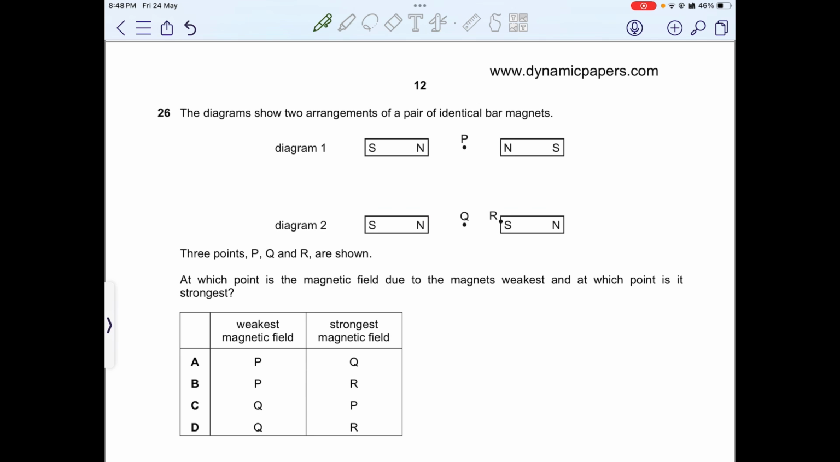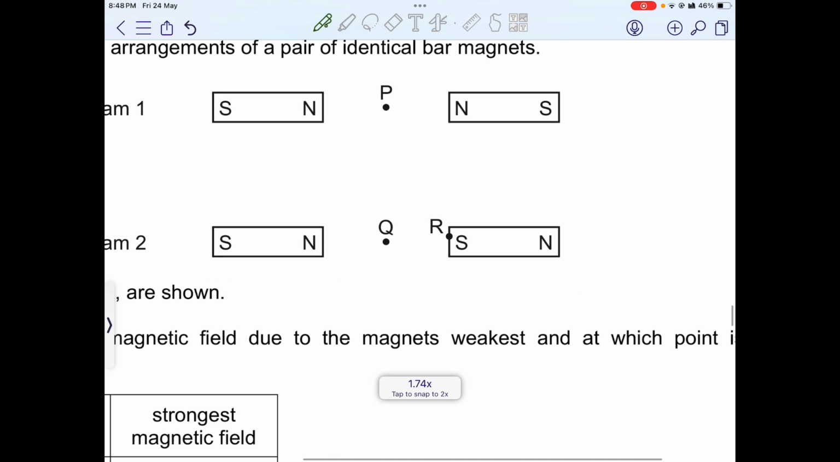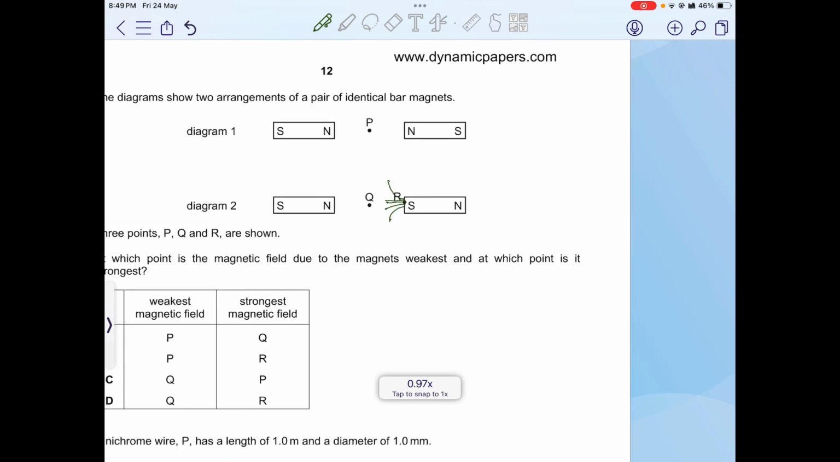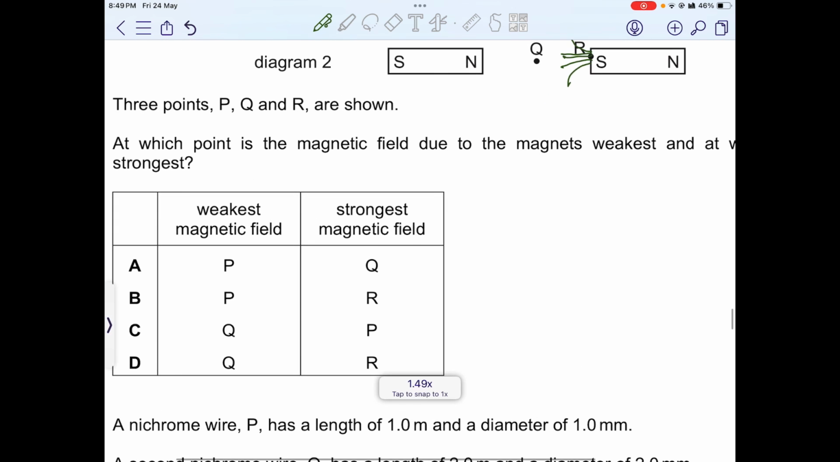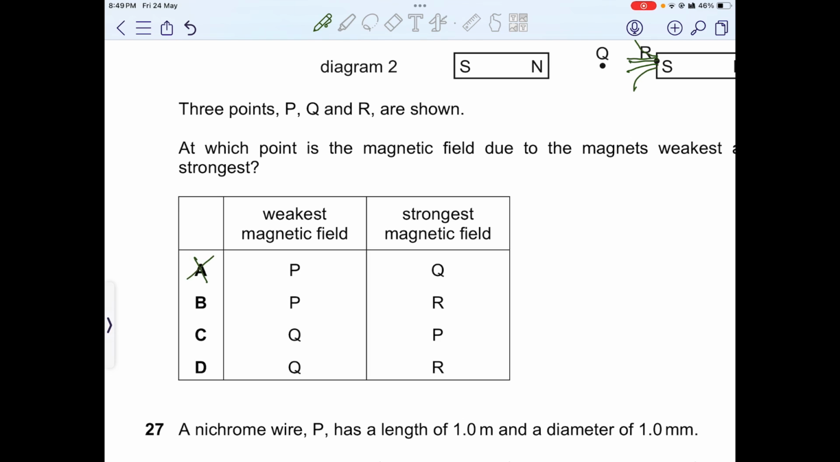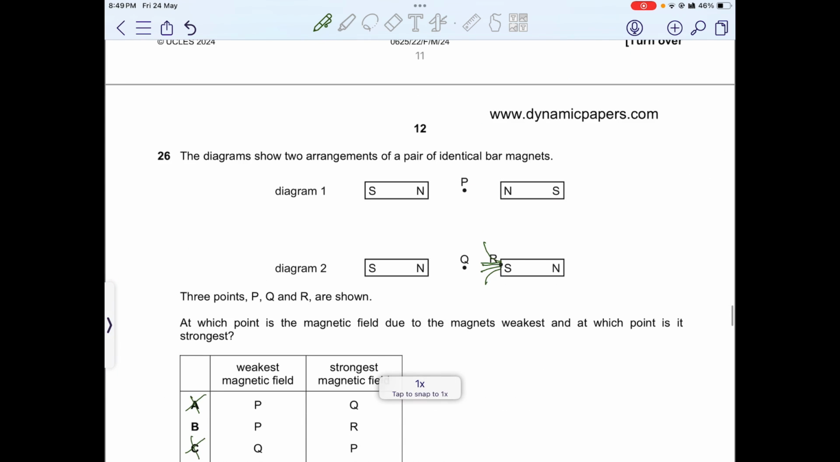Now, the magnetic field is strongest close to the poles because the lines will be very concentrated here. The lines will be very, very close together, although they would not intersect each other. So R would be the closest points. Strongest would be R. We can cancel out option A because it says strongest is Q, and also option C because it says strongest is P. The weakest would be at P.